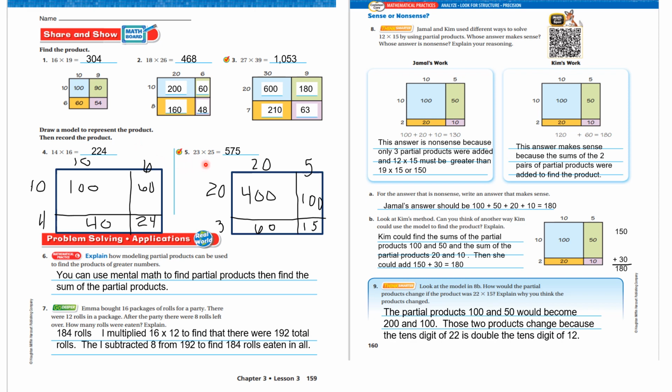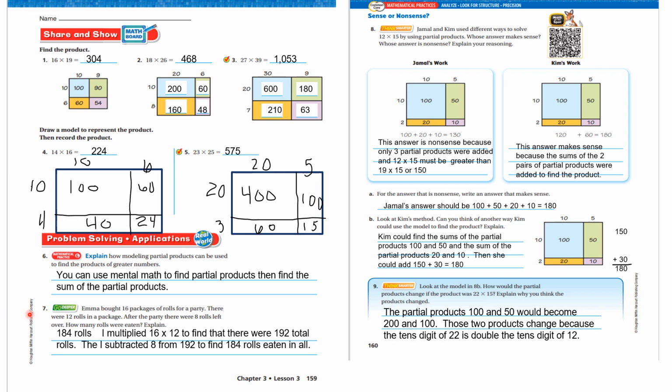23 times 25, I went 20 and 3 and 20 and 5. The answer is 575. Let's look at question number 6. It says, explain how modeling partial products can be used to find products of greater numbers. Well, you can use mental math to find partial products and then find the sum of the partial products. All right. Look at number 7.